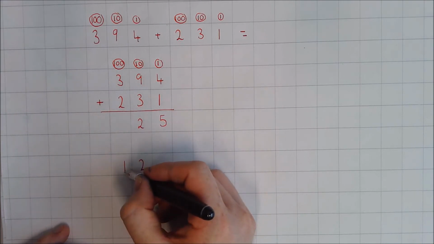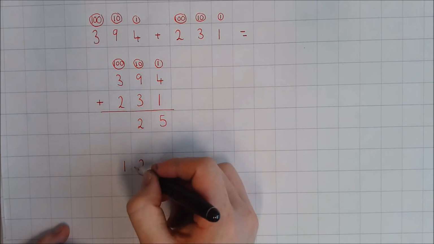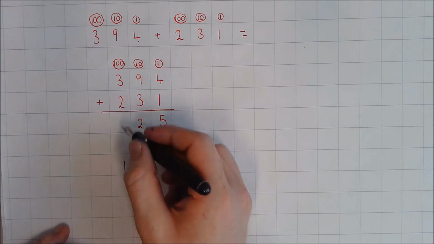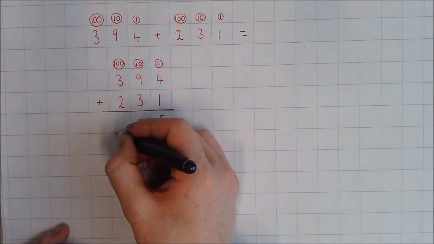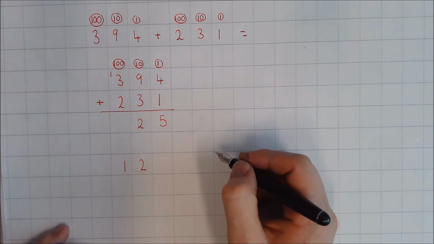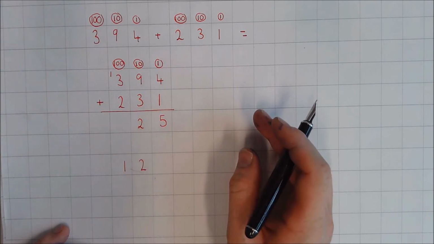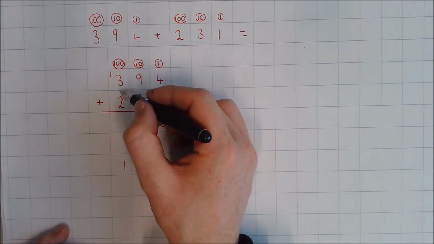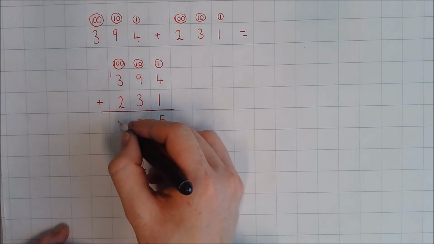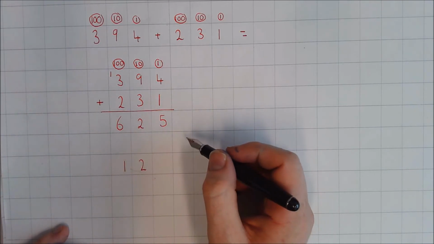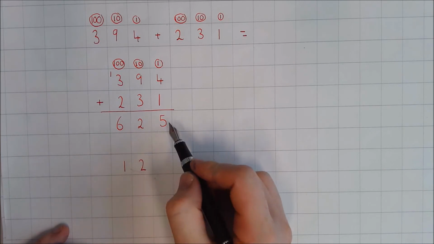But here, this 1 is worth 10 tens because we had 12 tens, and 10 tens is 100. So this 1 in the hundreds column would be worth 100, so we can simply put our 1 up here or down here. It's up to you where you put it, as long as you pay attention to where you are putting them and what they mean. So now we've got 3 hundreds, add 2 hundreds, add 100, which is 600. So our sum is 625.